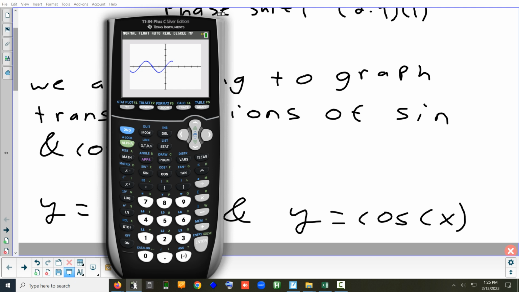And that's what the graph of sine looks like. It's like a wave. And if you do zoom 6, it won't look that good. Why? Because it's zooming in on such a small part of it that it looks like it's straight. It's an extremely small part.